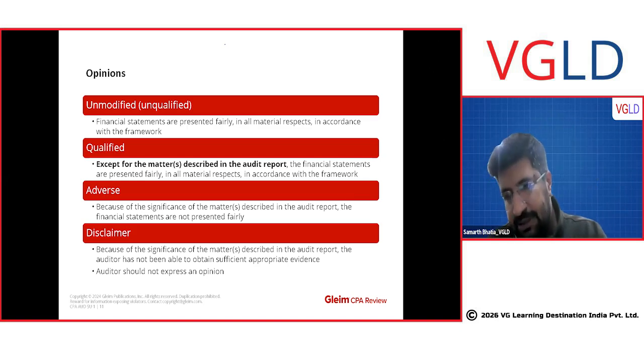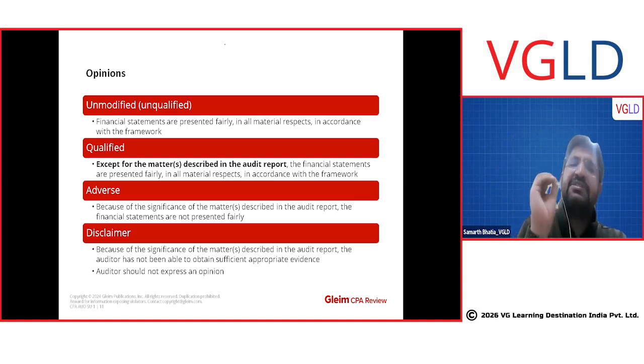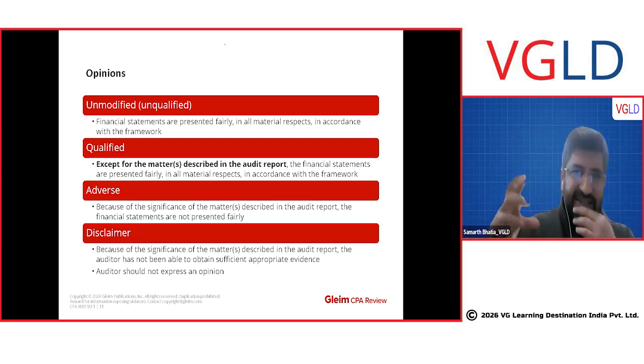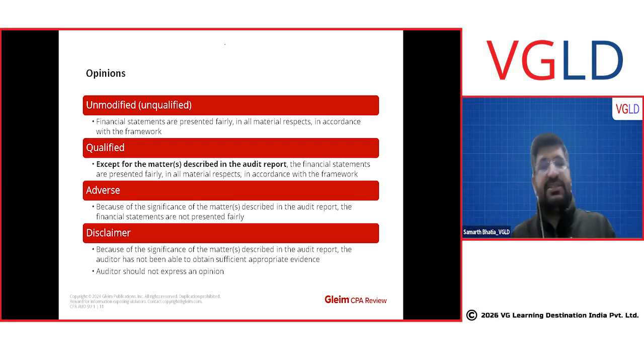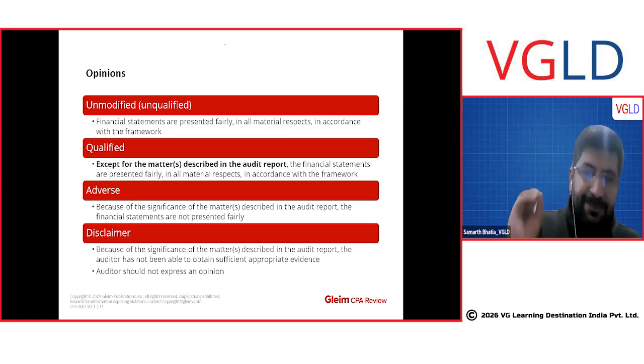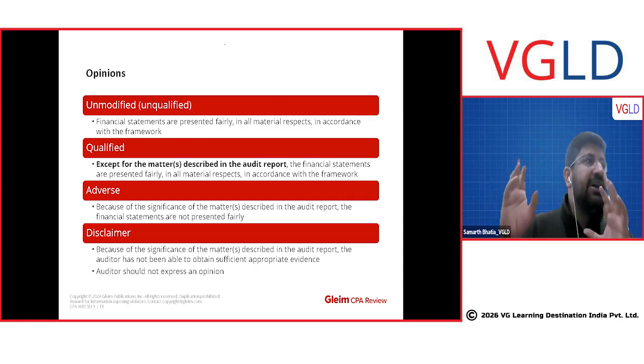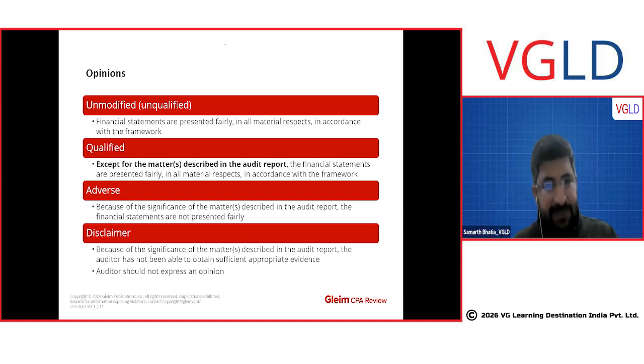When I'm saying qualified means I'm saying except for some matters, except for few matters that is being specified in the report. These are the few things where I feel that some material misstatement is there. Except that, the financial statements are presented fairly in all the material respects in accordance with the applicable framework. So there is a proper paragraph in which I'm writing whatever the material misstatements are, that is being specified.